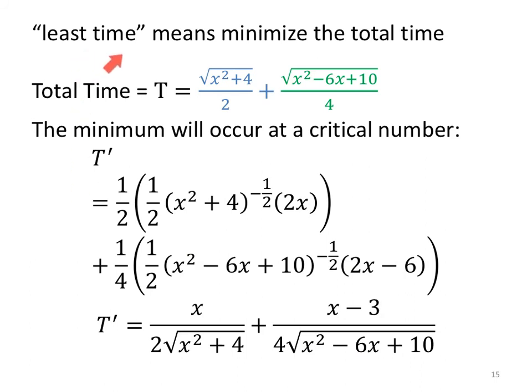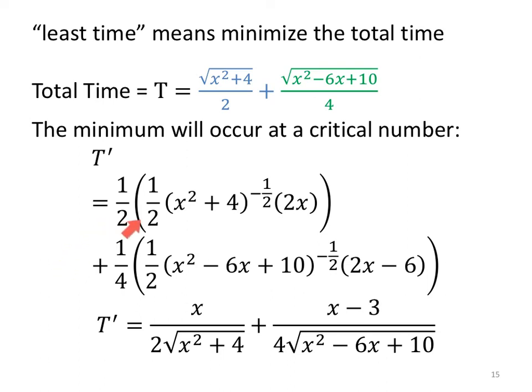Now, the least time, right? He wants to get there the quickest. He wants to take the least time. It means to minimize the total time. My total time is t, the time on water plus the time on land. The minimum will occur at a critical number where t prime is either 0 or undefined.